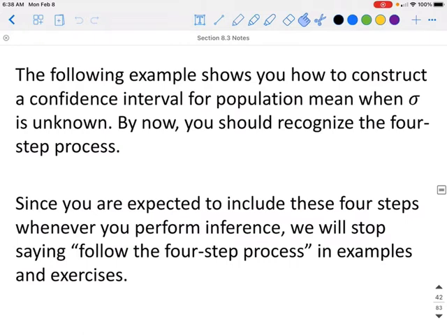The following example shows you how to construct a confidence interval for a population mean when sigma, the standard deviation, is unknown. By now, you should recognize the 4-step process. Since you are expected to include these 4 steps whenever performing an inference, we will stop saying to follow the 4-step process in examples and in exercises. So anytime you have to make an inference, you need to assume from now on that you do need to do that 4-step process.